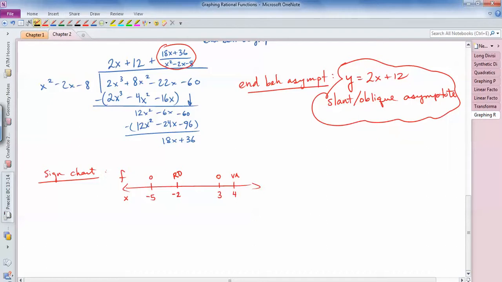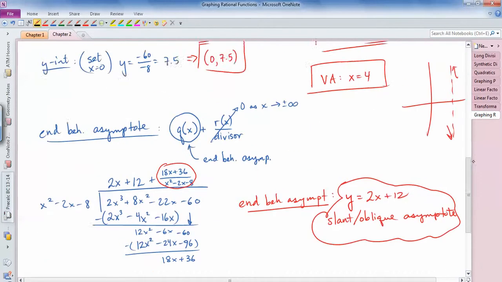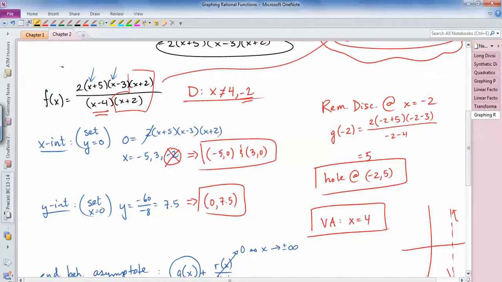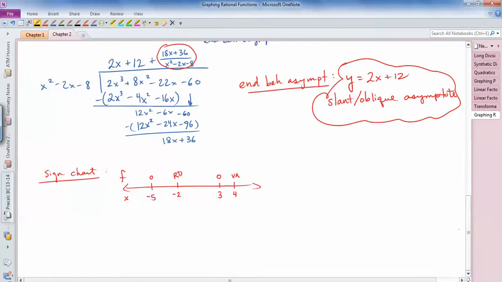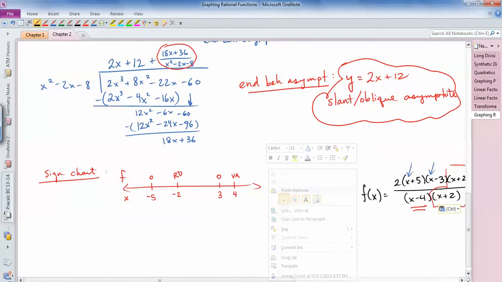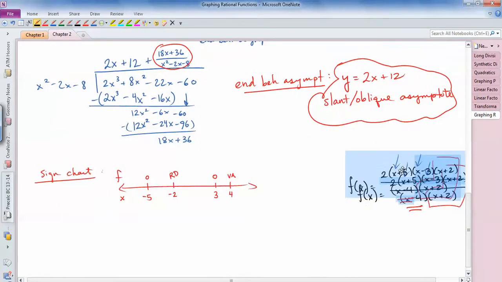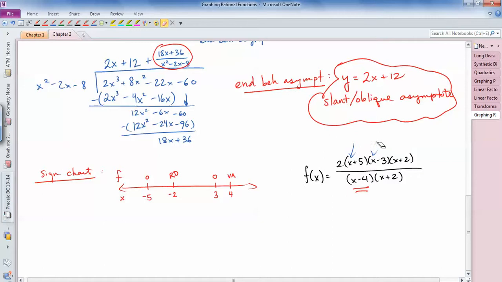So you can plug in a bunch of points, probably you want to use your factored form here. So I'm just going to copy this and paste it back down here. Okay, so there it is. And if you plug in points, I'm just going to give you the sign chart. So it's negative here, stays positive, negative, and positive. Okay, so at this point we can graph the thing.